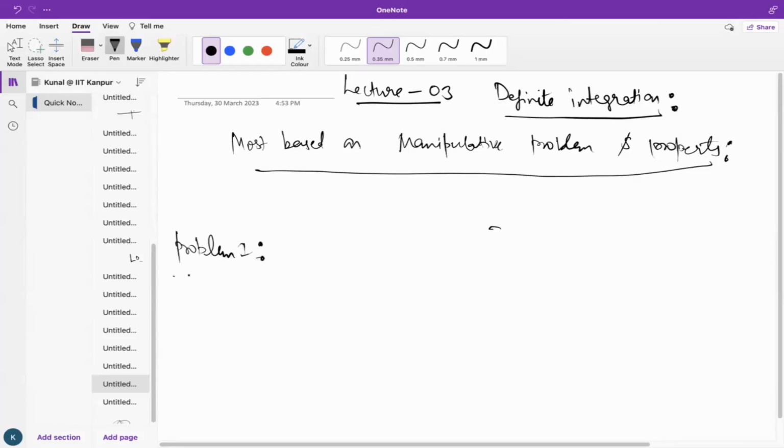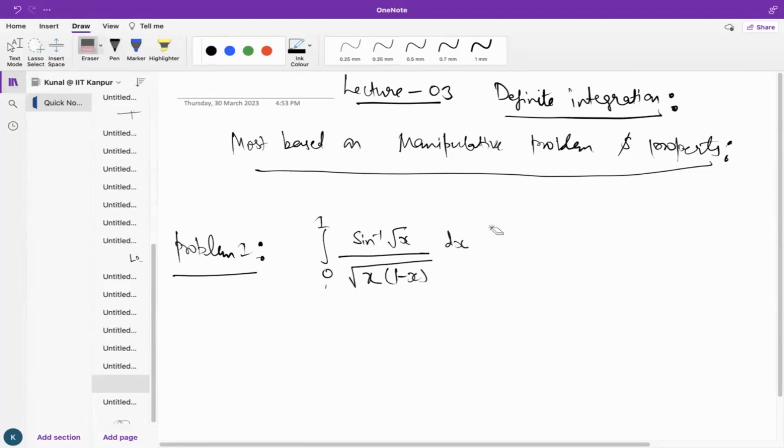This is problem number one. We have to integrate from 0 to 1, where 0 is our lower limit and 1 is our upper limit. We have to integrate our function, which looks like sine inverse of root x divided by root x into 1 minus x, dx, between 0 and 1. If we notice here, there is something 1 minus x.